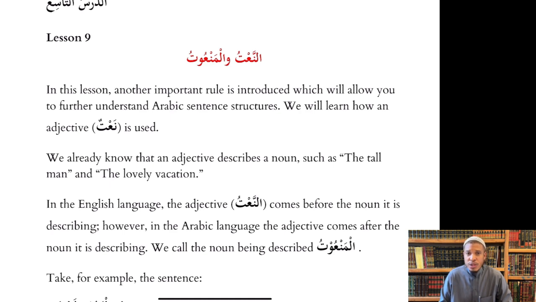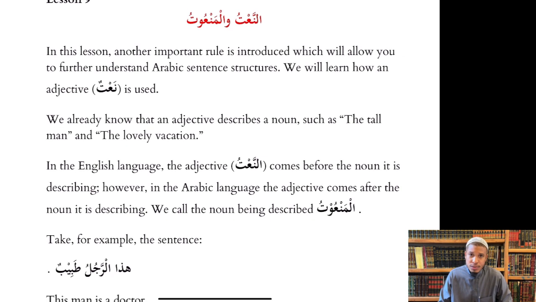And na'at is what we know in English as an adjective. We already know that an adjective describes a noun, right? The red ball, the big house, the short boy, right? So all of those words, red, big, short, all of these are adjectives.